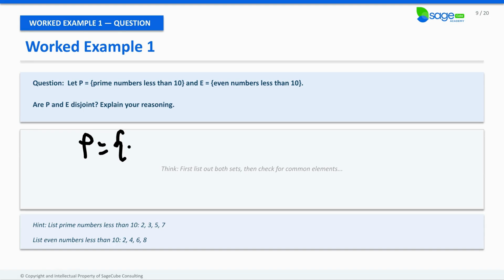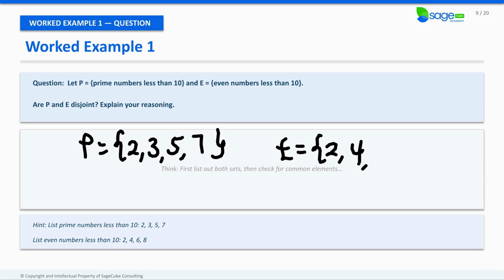So we have what? 1 is not. 2, 3, you know prime numbers, right? They are divisible by what? 1 and themselves. 7, 9 is not. And E equals even numbers less than 10. Even, so from 2, 4, 6, 8, less than 10. So we have our P and our E. Are they disjoint?